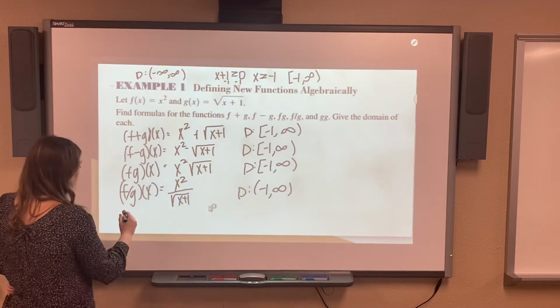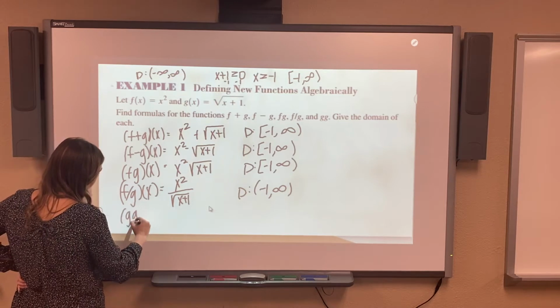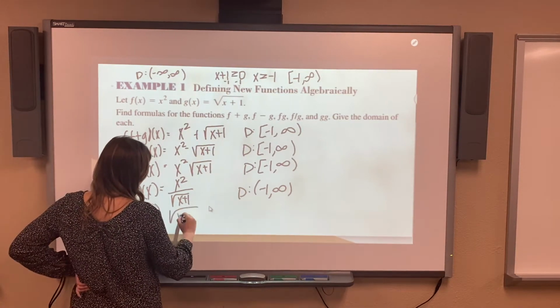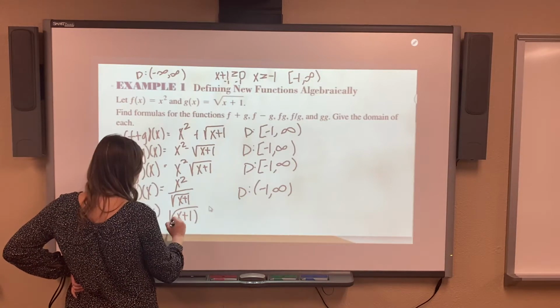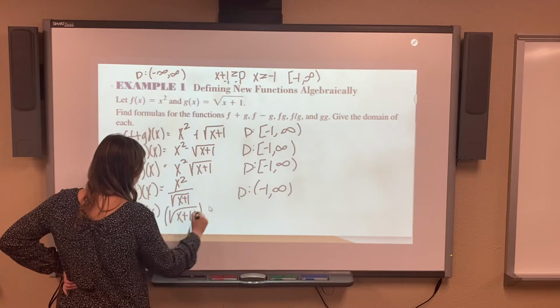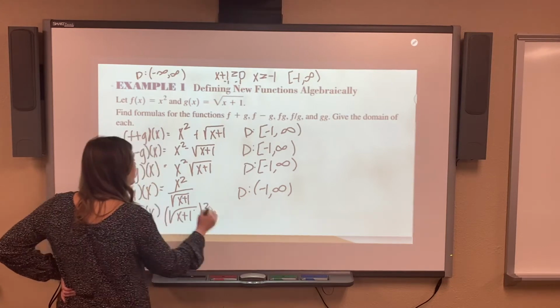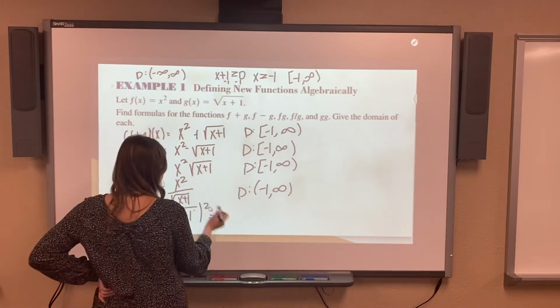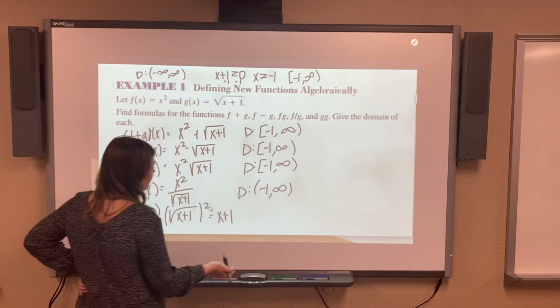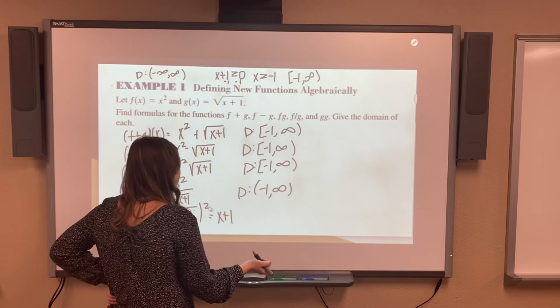Let's talk about g of g. So g times g of x. That would be the square root of x plus 1 times the square root of x plus 1. And then put our parentheses on the outside, so that's like that squared. You could go ahead and, the square of a square root would just be x plus 1. That would be simplified.